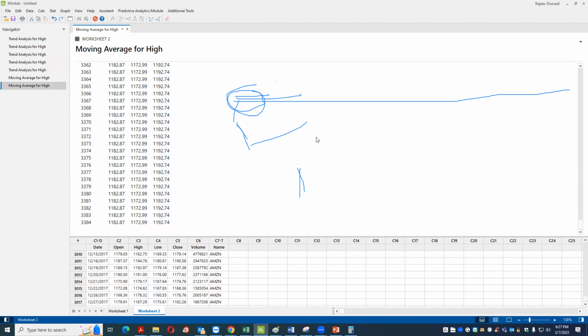So this is the trend analysis and trend forecasting in Minitab. Very easily you can do all of these things. Now I would like to talk a little bit about the Dow Jones index, or how these indexes are formed. So let me tell you about that.